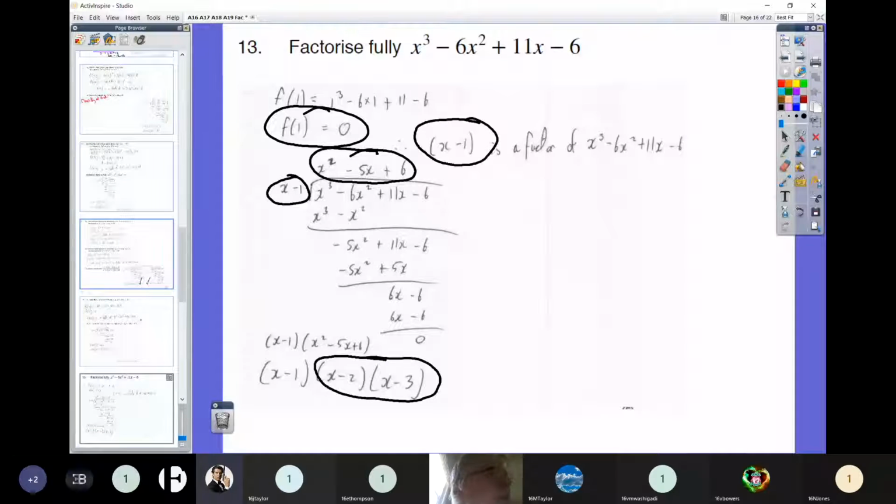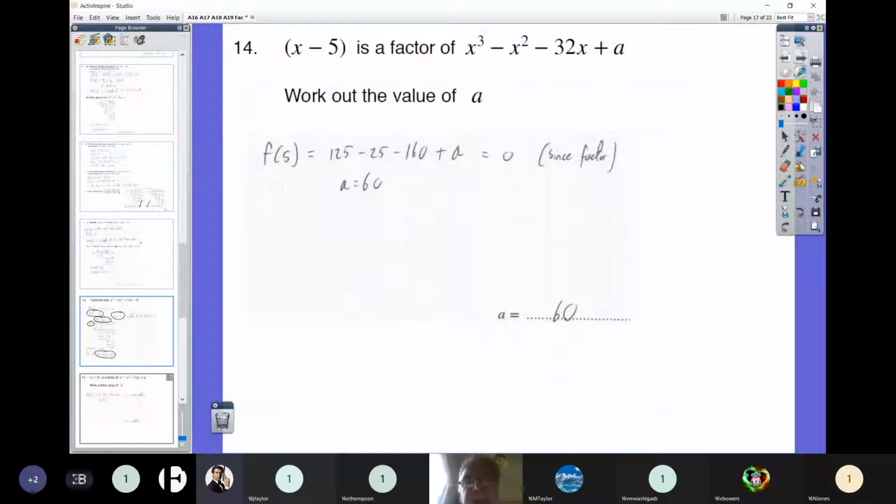So for question 13, you weren't given that initial factor, okay? So he had to work out that x minus 1 was a factor by just guessing. He subbed in 1 and he got 0. If that hadn't worked, he might have subbed in minus 1 or subbed in 2. You might have to use trial and error with the factor theorem to get your opening factor.